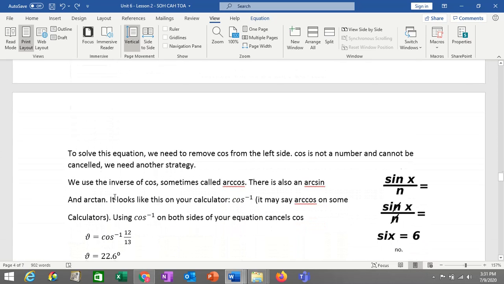Okay, and so what we do is we use the inverse of cosine, sometimes called arc cos. I've seen arc cos written on a few calculators, or you might see it written like this, cos to the -1. So that means the same thing. If you do this to both sides of the equation, it gets rid of cos. You can think of this as the undo cosine button. Inverses are like the undo function of mathematics. So you have arc cos, which is cos to the -1. You also have arc sine, which is sine to the -1, and arc tan, which is tan to the -1. All of those functions should be on your calculator.